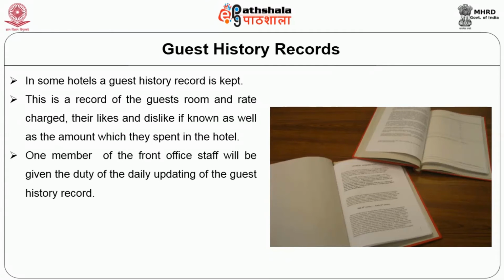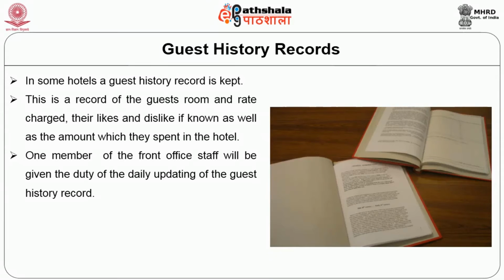One member of the front office staff will be given the duty of maintaining the guest history record. The records may be kept on the computer or on handwritten record cards. This will allow frequent guests to see that the details are not collected again and again. For example, a business client may need a newspaper like Business Line or Economic Times, which may not be asked on arrival of the guest every day.